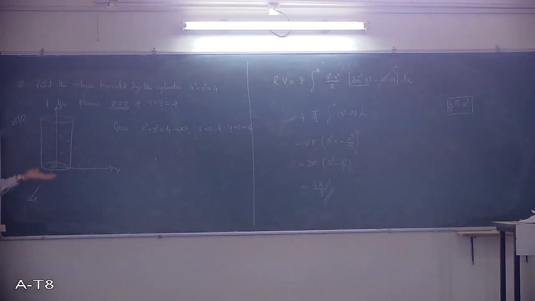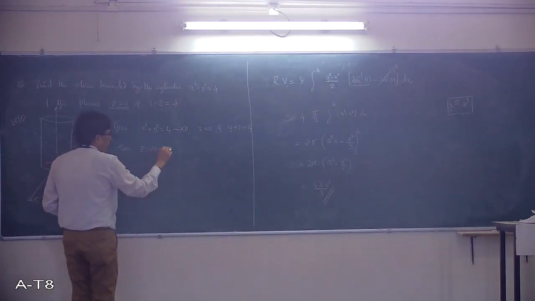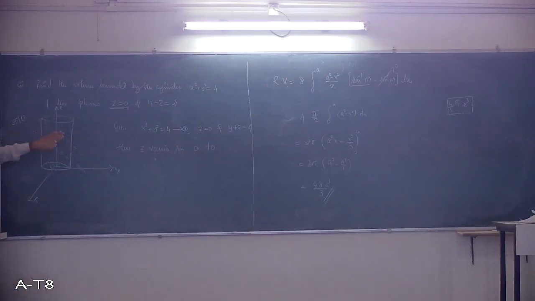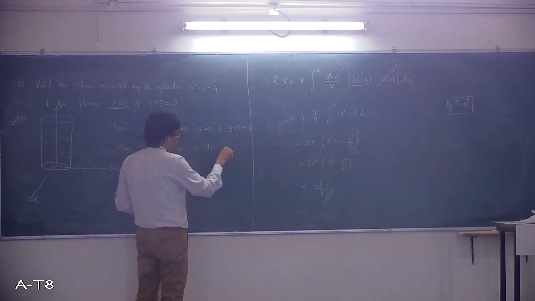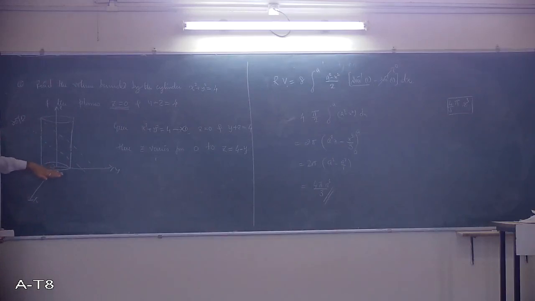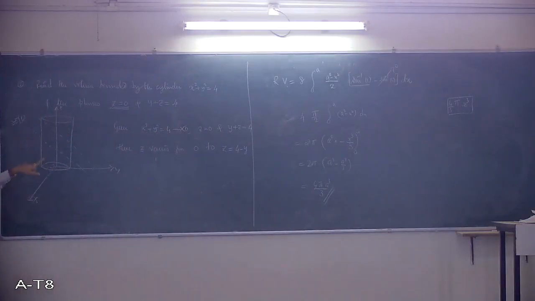The z limit is very clearly given: the bottom of the cylinder is z equal to 0, so z varies from 0 up to the upper limit, which is the plane surface. Here it is given y plus z equal to 4, or we can write z as 4 minus y. The z limit is very clear, from the bottom to the top of the cylinder. Now what you need are x and y, that is the lateral surface of the cylinder, and it covers both negative as well as positive directions.